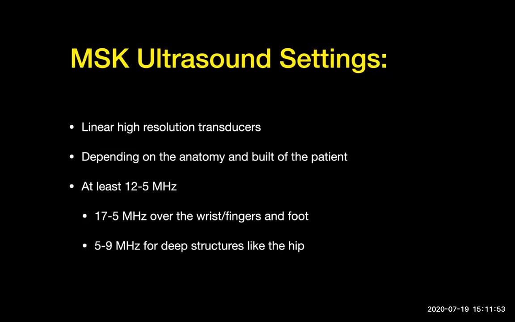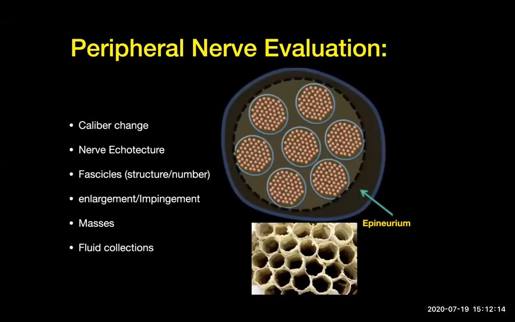And of course, for the fingers, 17 to 5. There's some probes where you can actually go up to about 22 up to 5, which is really very good. And of course, for deep structures like the hip, it's 5 to 9 megahertz. So depending on what structures we are looking at, we can always adapt or change the kind of probe that we're using.